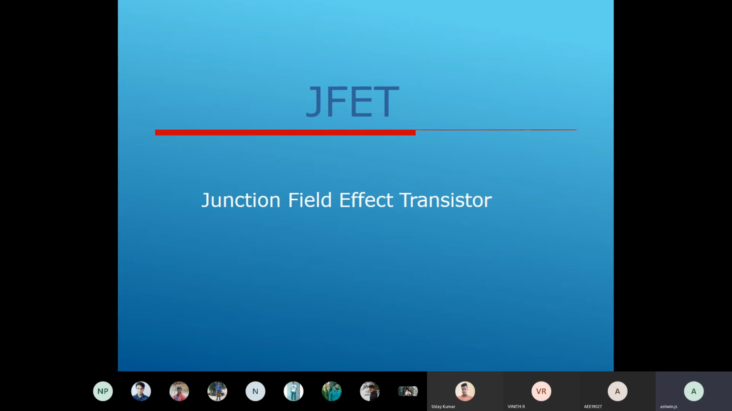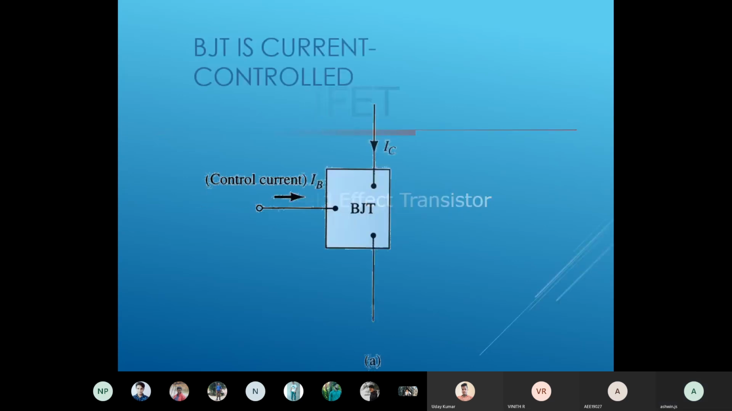Okay, so let's first see the difference between the JFET and BJT. So this is a BJT. In a BJT we have three terminals. One is the base, another is the collector, and the third one is the emitter, and this device is called a current control device.